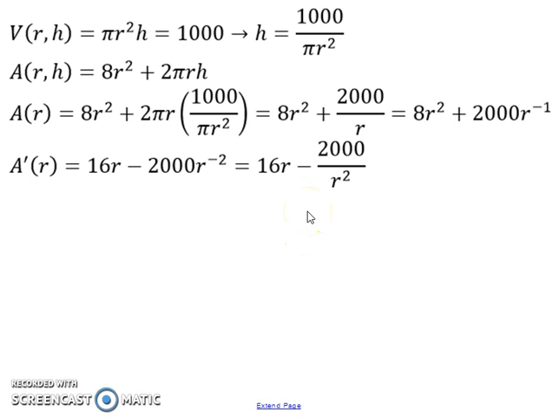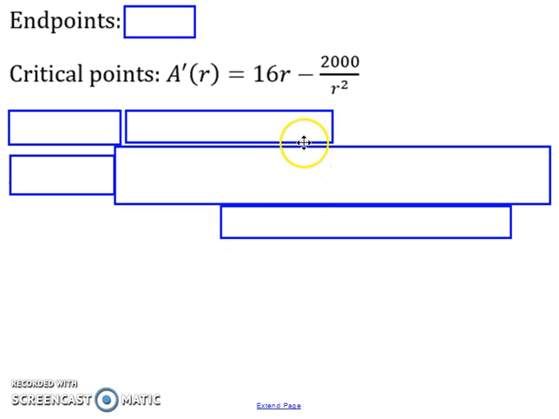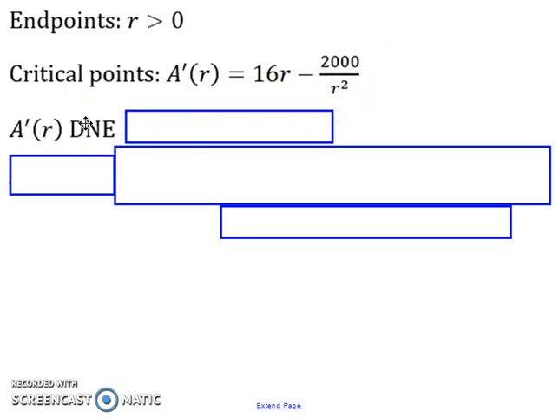Now that we have the derivative, we need to find the endpoints and the critical points. Hopefully, just by thinking about this, we know that the radius of the can has to be greater than 0. If the radius is 0, it will not have any volume. Okay, so we're just going to make note of that. And as far as the critical points, they occur when the derivative, this is how I've written the derivative, when the derivative doesn't exist. It's the first option.